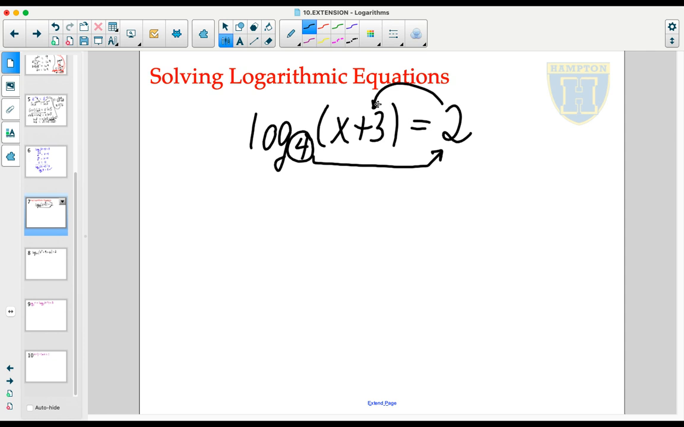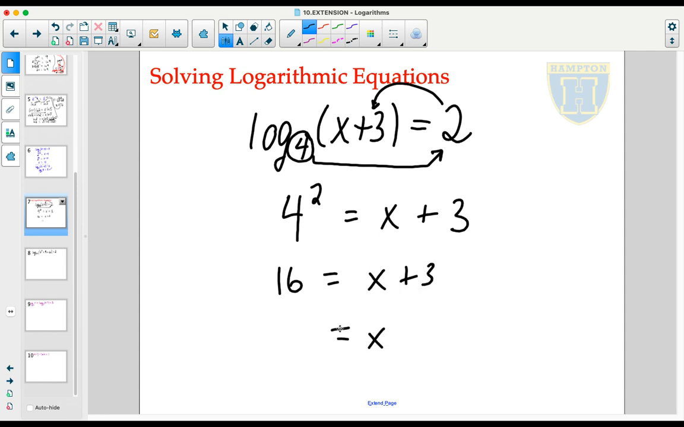So if we're going to rewrite this as an equation, let's just reverse that inversion and go back to an understanding of logarithms that we already know. Namely, that 4 squared would have to equal x plus 3. We know that 4 squared is 16. And finishing the solving, we get x is equal to 13.